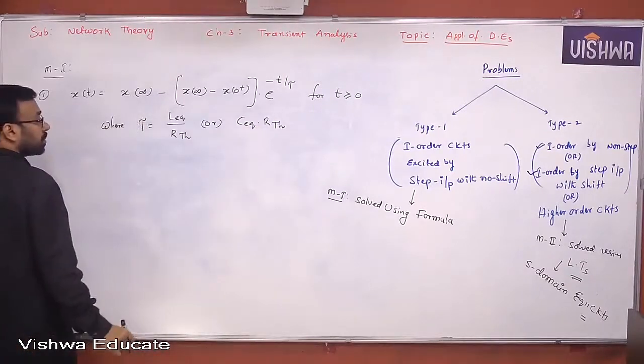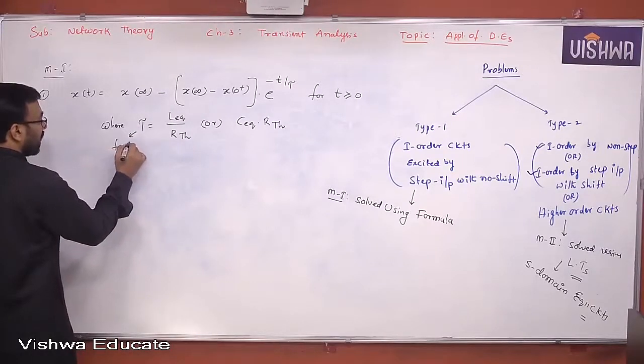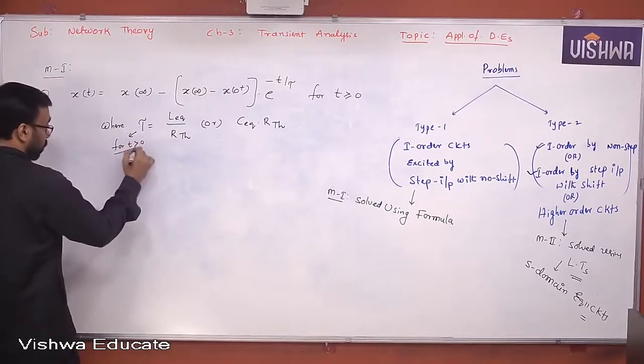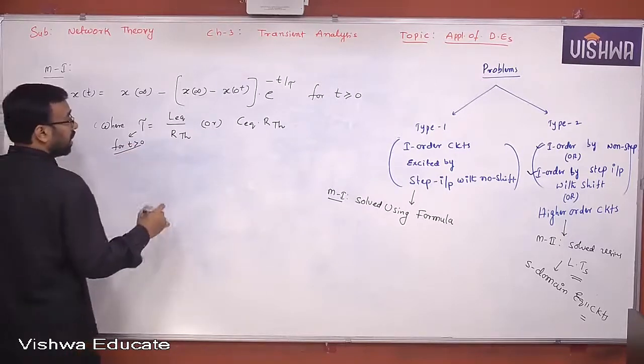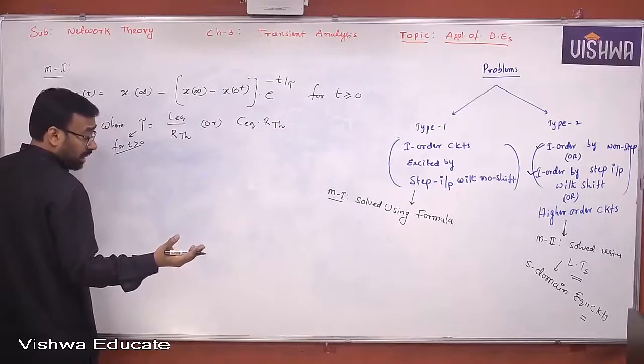The tau must be calculated always for t greater than or equal to 0 or t greater than 0. Secondly, L equivalent is what? When you have more than one inductor. Yes or no, all of you?